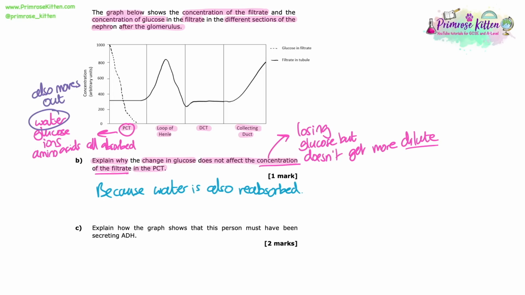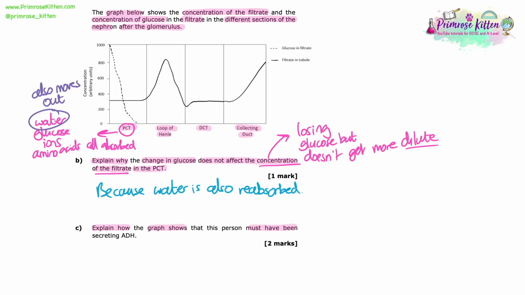So although you're losing all of those substances that would normally make the concentration more dilute, the water that would be left behind to make the concentration of the filtrate more dilute is moving with them. So we're not getting loads of water left behind and therefore it being dilute.